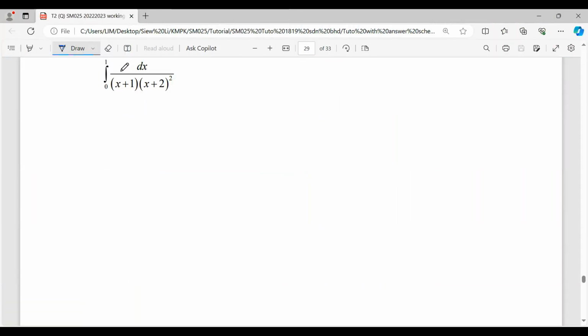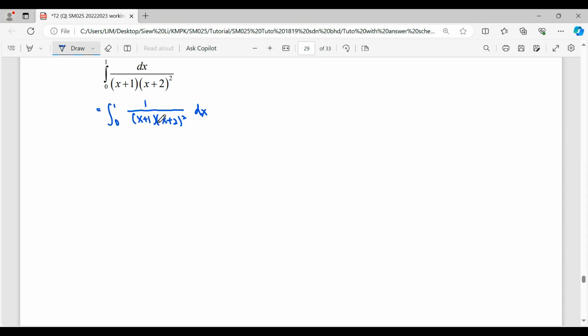Hi everyone. To integrate this, we rewrite the question where the numerator is 1 and the denominator is x plus 1, x plus 2 squared, dx, so that we can see it clearly.